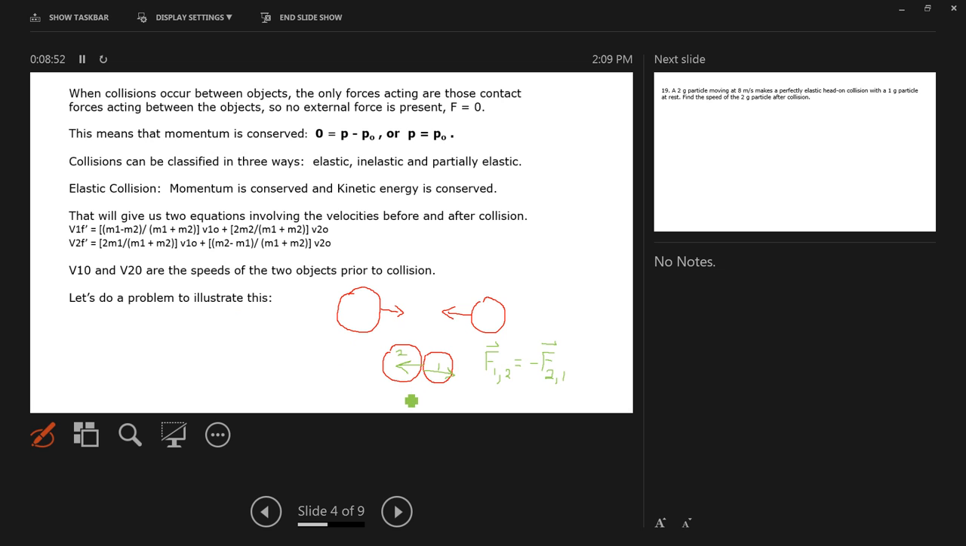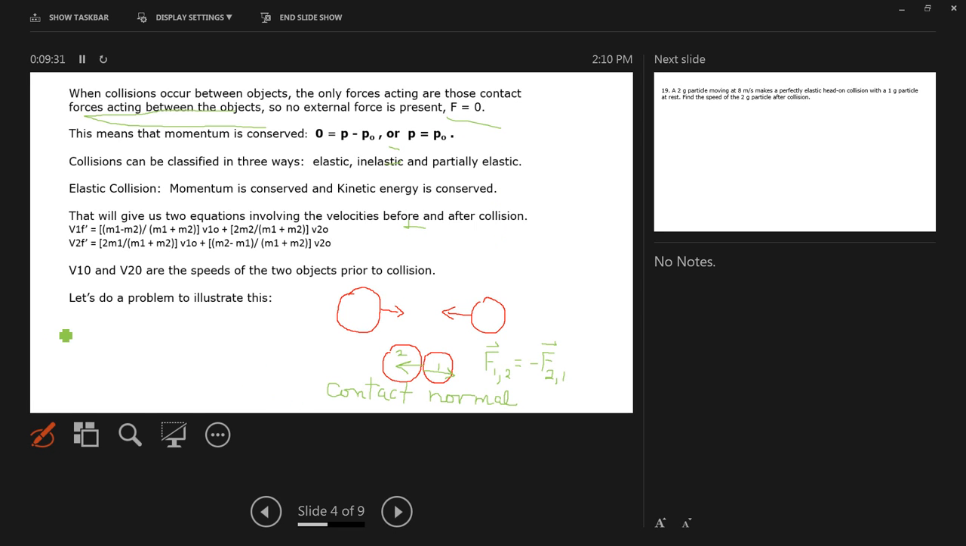These are normal forces, aren't they? These are forces acting between the objects due to their surface contact. Okay, so they're normal forces. So that's what we mean up here when we talk about forces acting between objects. Okay. And no external force present, only internal forces.